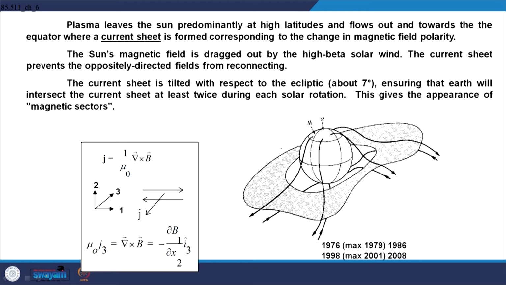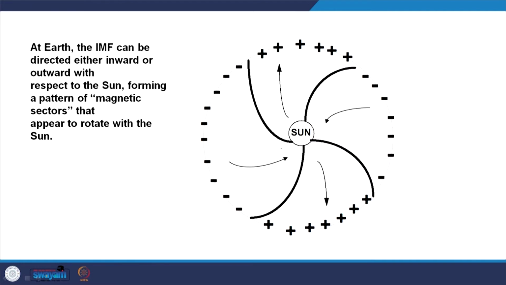So, the current sheet is tilted with respect to the ecliptic plane by about 7 degrees, ensuring that the earth intersects the current sheet at least twice during each solar rotation. Okay. This gives the appearance of what are called magnetic sectors. So, what are magnetic sectors? Magnetic sectors are those regions in which the magnetic field is oppositely aligned.